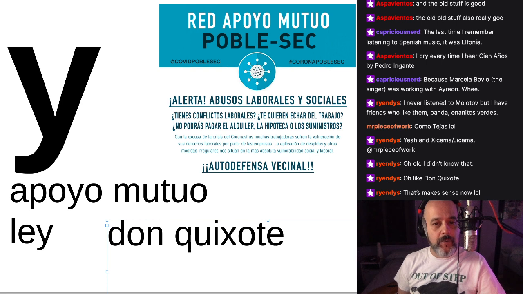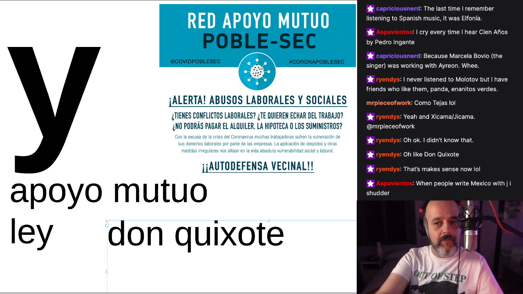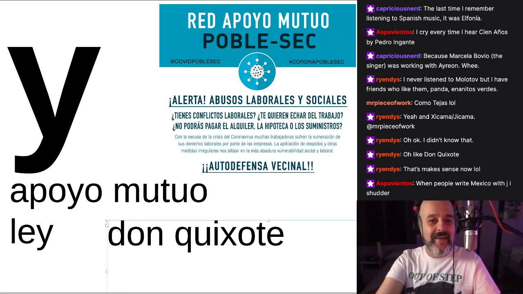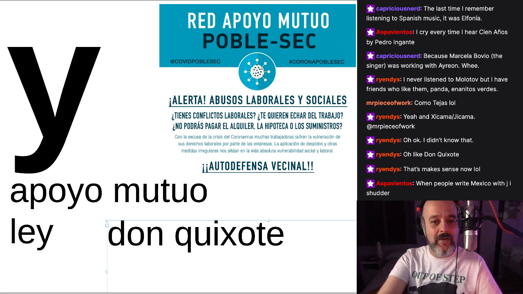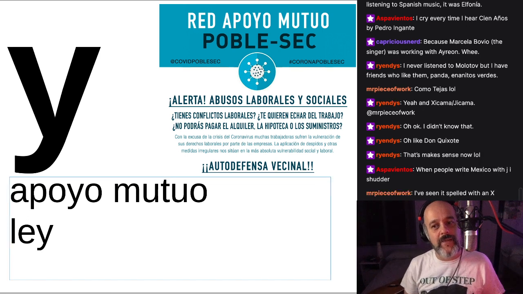So it is pronounced Don Quixote, but it was written like that in the 15th century when Miguel de Cervantes wrote it, because we didn't have the letter J. But we always say, in Spanish, we say Mexico, and we can write it with both the J and the X. And no, it's always going to be pronounced Mexico, at any case.